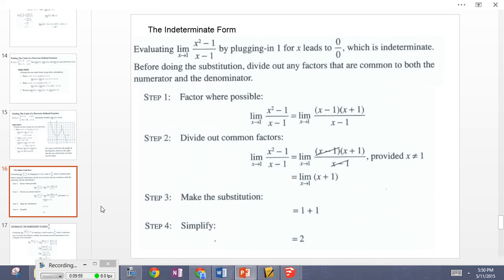The first order of business you probably want to try is factoring, so that hopefully you can cancel out a common factor between the top and the bottom, allowing you to therefore evaluate the remaining expression by simple substitution.